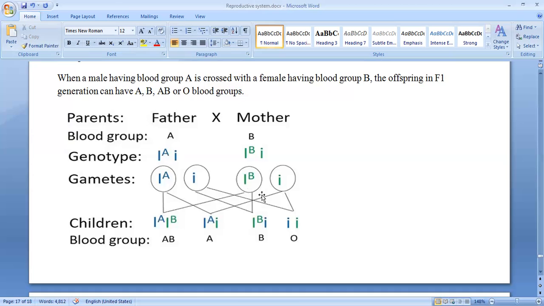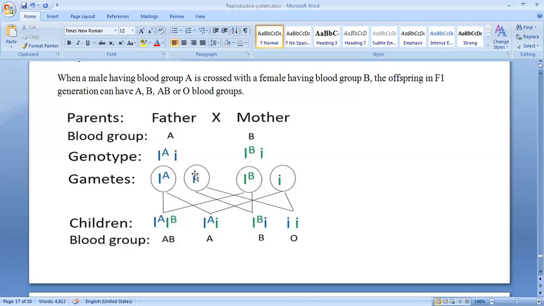So depending on how they combine with each other: if the IA combines with the IB, then both IA and IB are dominant alleles, so both antigens A and B will be present. That child will have AB blood group. If the IA combines with the i of the mother, then that small i is recessive and the IA is dominant. So there is blood group A in that child.